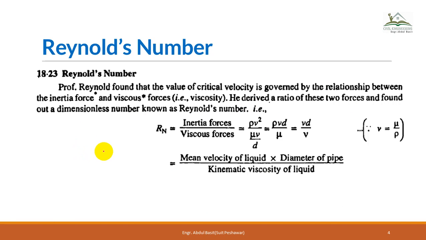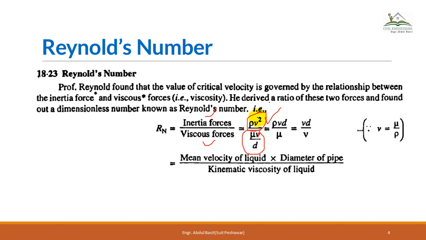Reynolds number is mathematically the ratio of the inertial force to the viscous force. What do we mean by inertial force? Simply, density multiplied by v square, the velocity square. This is the inertial force, and the viscous force is equal to mu v divided by d, where v is velocity, d is diameter, and mu is the absolute viscosity.